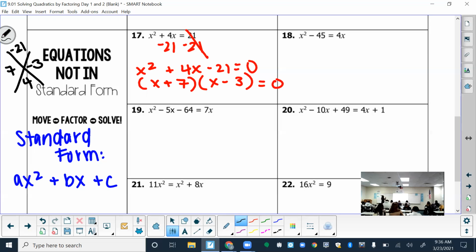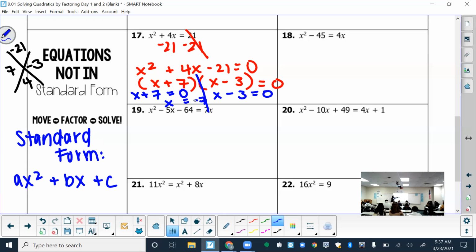Now, following the steps from the front side of the page, we're going to set each factor equal to 0. So factors are things that you multiply together. So this parenthesis times that parenthesis. So what I'm going to do is take each one and set it equal to 0. So x plus 7 equals 0 and x minus 3 equals 0. What value of x plus 7 equals 0? Negative 7. Good. So negative 7 plus 7 equals 0. So the negative 7 is part of my answer.